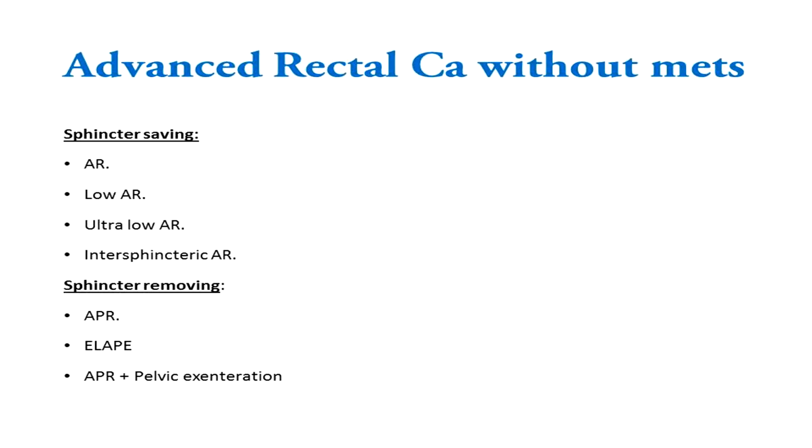Okay? If the sphincter is involved, or if the tumor is low, what are the options available for you? APR. In case the levators are involved, you do an extralevator abdominoperineal excision, APR plus pelvic exenteration. That means in case the surrounding organs are also involved. Okay.